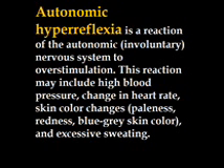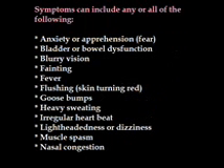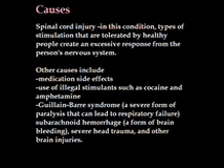Autonomic hyperreflexia is a reaction of the autonomic involuntary nervous system to overstimulation. This reaction may include high blood pressure, change in heart rate, skin color changes, paleness, redness, blue-gray skin color, and excessive sweating. Symptoms can include any or all of the following: anxiety or apprehension, bladder or bowel dysfunction, blurry vision, fainting, fever, flushing, skin turning red, goosebumps, heavy sweating, irregular heartbeat, lightheadedness or dizziness, muscle spasm, nasal congestion.